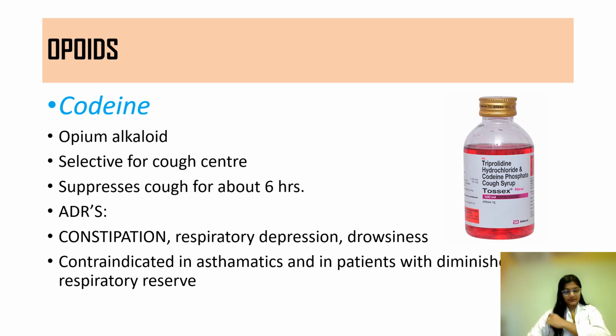The first example is codeine. It is an opium alkaloid, qualitatively similar to but less potent than morphine, and it is more selective for the cough center and is treated as the standard antitussive. It suppresses cough for about 6 hours, and the antitussive action is blocked by naloxone, indicating that it is exerted through opioid receptors in the brain. The abuse liability is low but present. Constipation is the chief drawback, and the adverse effects also include respiratory depression and drowsiness. It is contraindicated in asthmatics and in patients with diminished respiratory reserve.